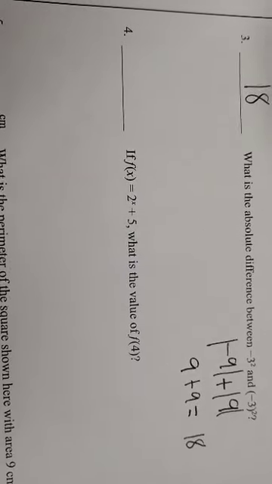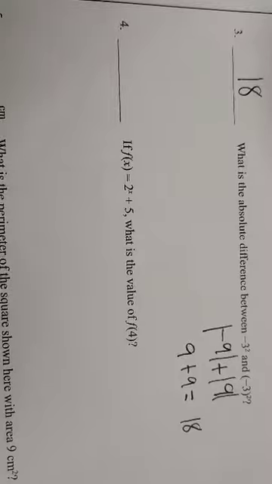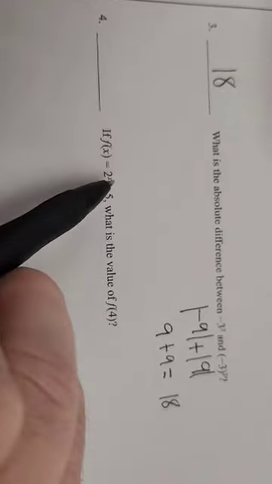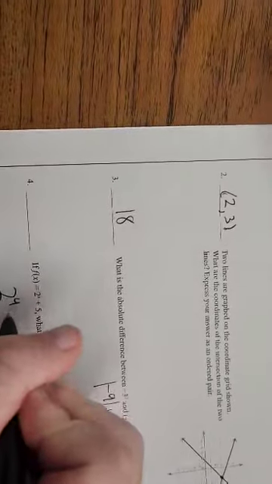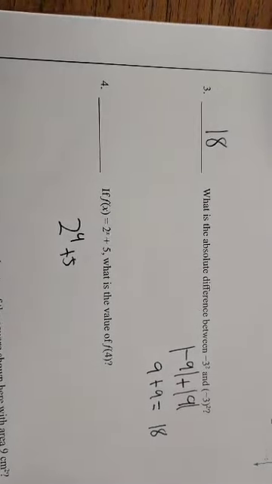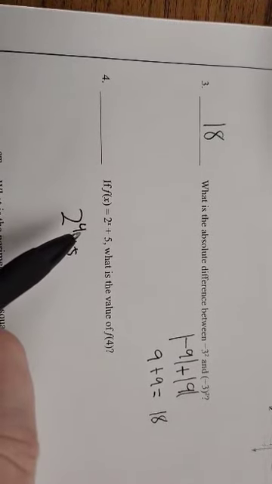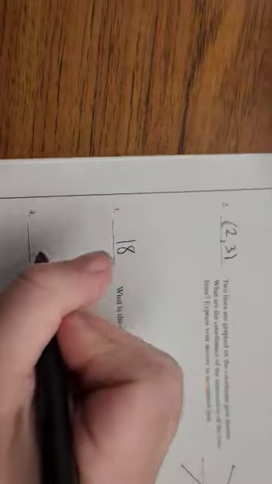Okay, what is the function of x for 2 to the x power plus 5, when x is 4? That means our 2 to the x power becomes 2 to the 4th power plus 5. So that means 2 times 2 times 2 times 2. 2 times 2 is 4, times 2 is 8, times 2 is 16. So this is 16 plus 5, which is 21.